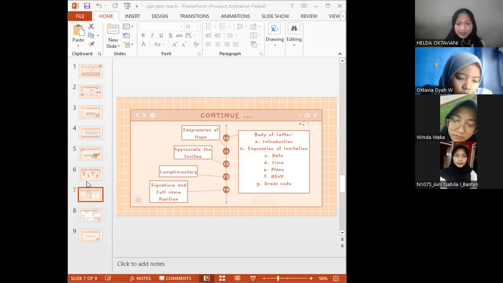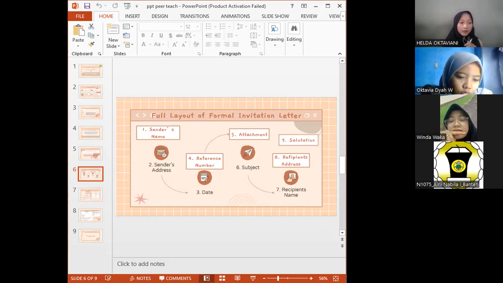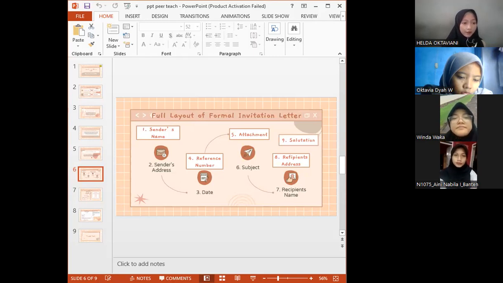And next is, as I mentioned before, for a formal invitation letter you have to follow a formal format, right? Here I'm going to give you the full layout for the formal invitation letter. Actually we also have the body of the letter next, but now I'm going to explain to you first before we go to the body of the letter.